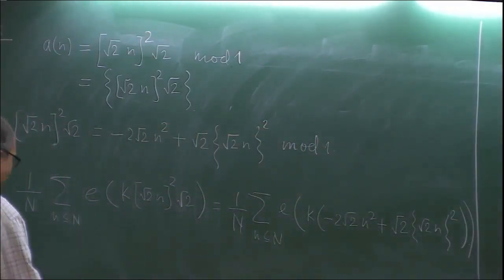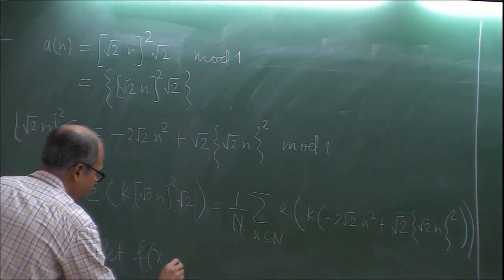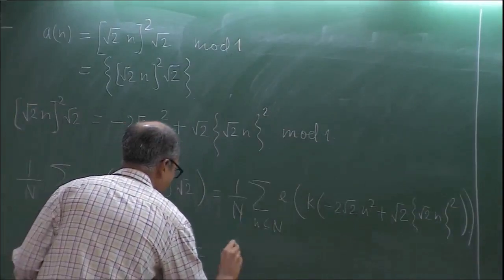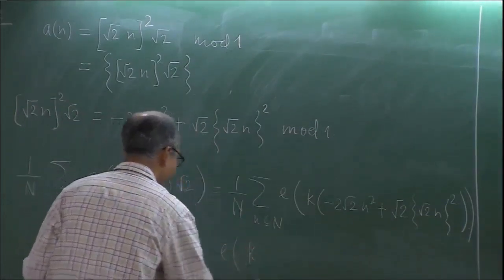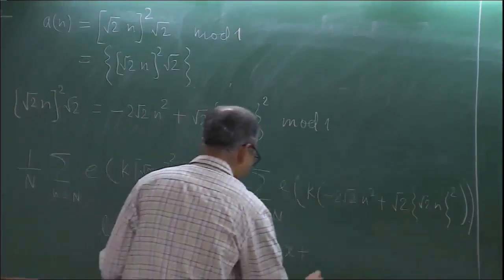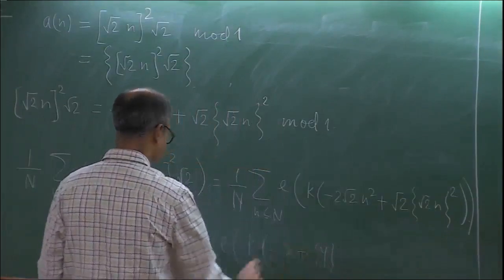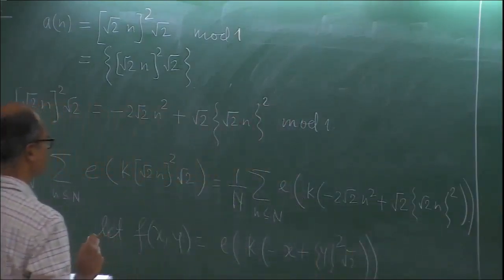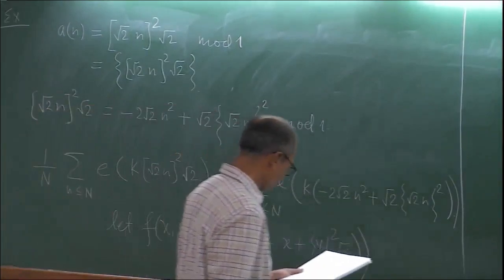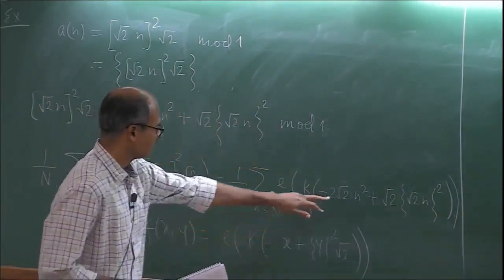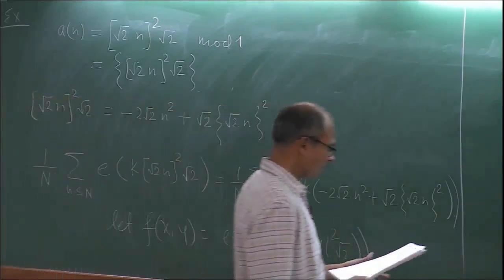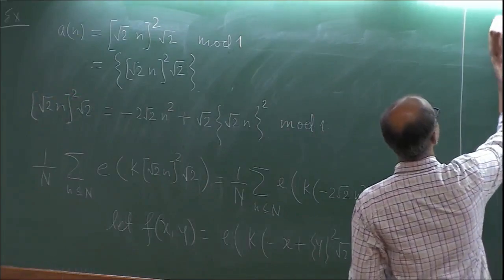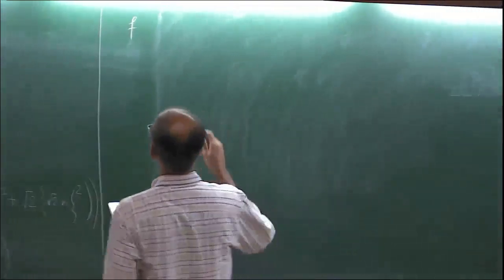Now let's define a function. Let f of x, y be defined by exponential of k minus x plus the fractional part of y squared square root of 2. That's a function we define, of course we intend to use it here. This function is Riemann integrable. It's a periodic function with period 1, Riemann integrable in two variables, on the two-dimensional box.